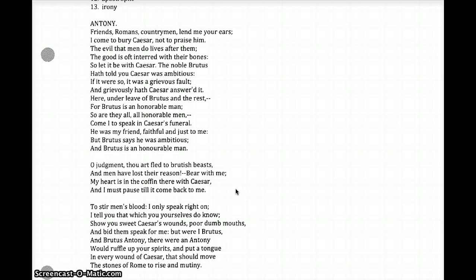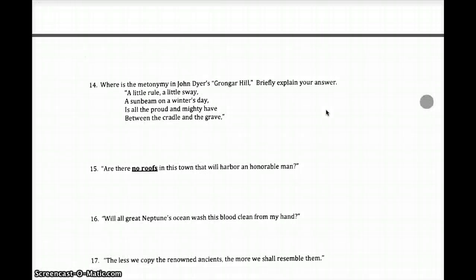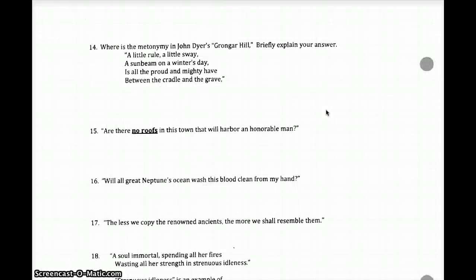The irony, the biggest irony, of course, in this speech is that he keeps repeating that Brutus is honorable. And, of course, he is suggesting in the speech that Brutus is not, in fact, honorable, but to blame. And then our example of apostrophe is when he speaks, "O judgment, thou art fled to brutish beasts." Again, if you have any questions, let me know.